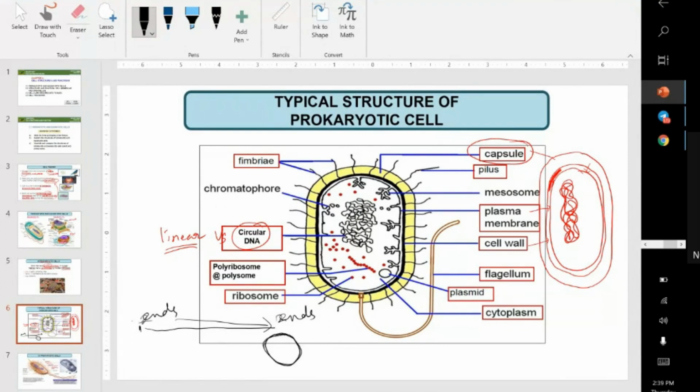Next, the presence of flagellum, and then here is the plasmid. Plasmid is another type of DNA. So prokaryotes basically have two kinds of genetic material. One is the DNA and another is called plasmid. Plasmid is also DNA but it is a smaller constituent. The size is smaller than the main DNA itself. Then there is pilus; the plural is pili.